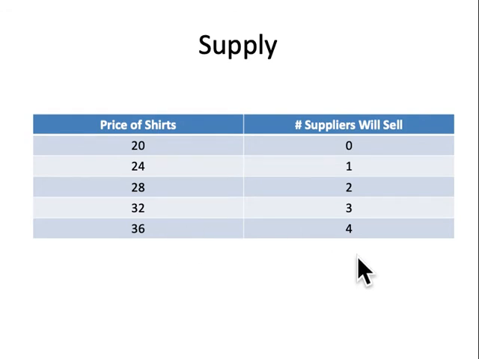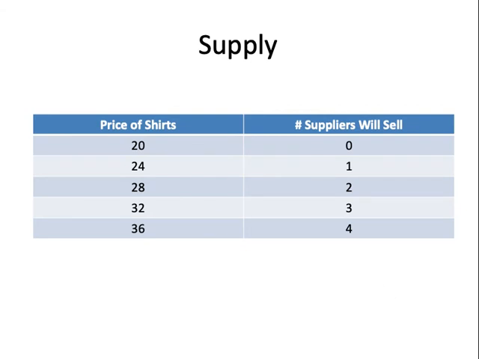So now hopefully you can see that the suppliers are also reacting to price. They're saying, if prices go higher, I'm willing to put in more effort to sell more shirts, right? Because I'm going to make more money. It's worth my while to sell 4 shirts at $36 each. Okay, so now pause the video and graph these points. Again, quantity on the x-axis, prices on the y-axis.